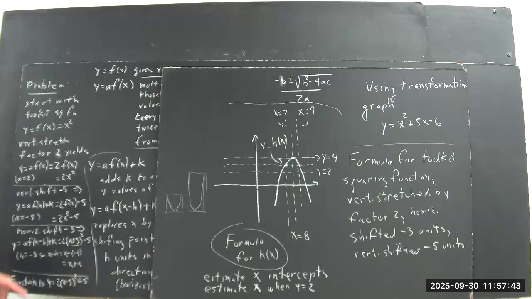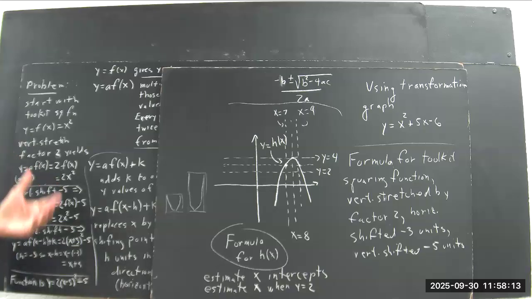Okay. But again, to go over it, the original stretch by factor 2, we multiply the y values of f of x by 2, getting 2f of x, which is 2x squared. Vertical shift of -5, well, we just subtract 5 from the y values. That'll move the graph down 5 units. 2f of x minus 5, which is 2x squared minus 5.